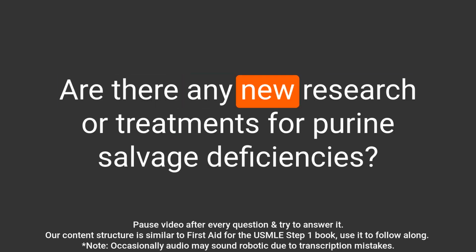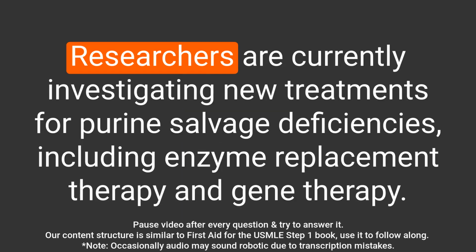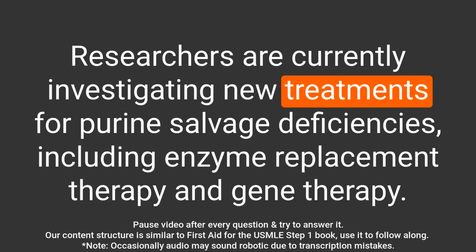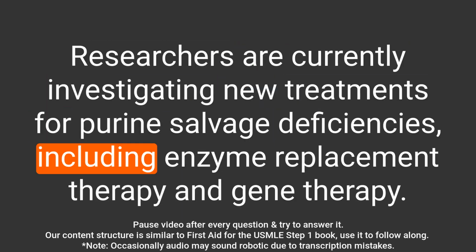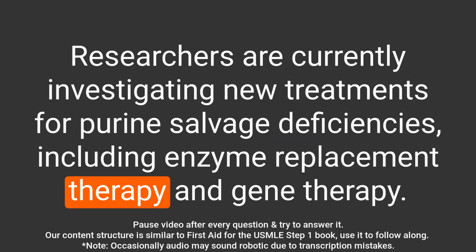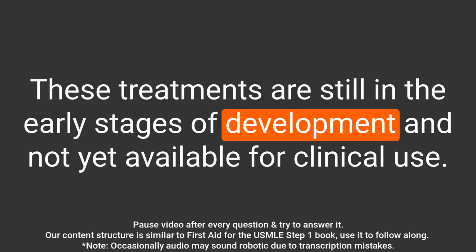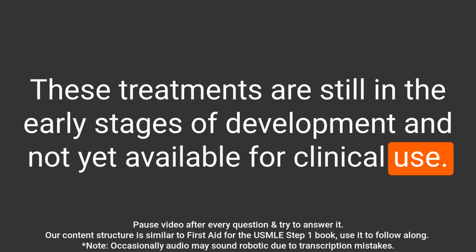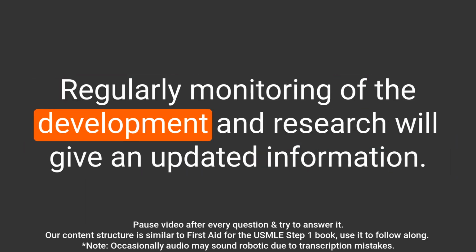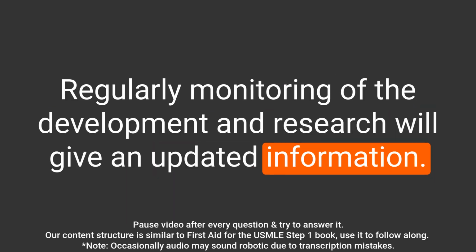Question: Are there any new research or treatments for purine salvage deficiencies? Answer: Researchers are currently investigating new treatments for purine salvage deficiencies, including enzyme replacement therapy and gene therapy. These treatments are still in the early stages of development and not yet available for clinical use. Regular monitoring of the development and research will give updated information.